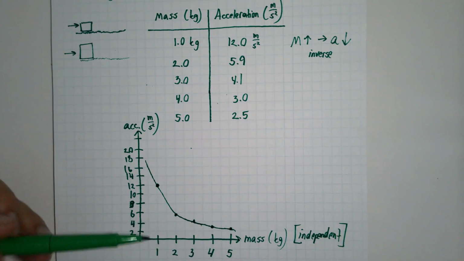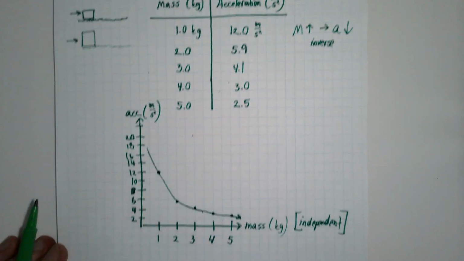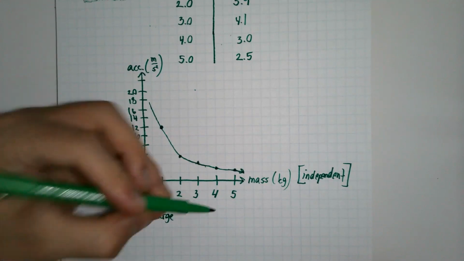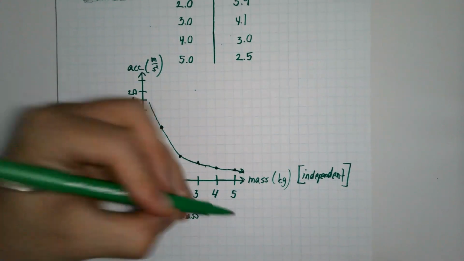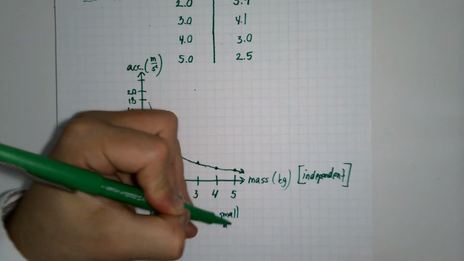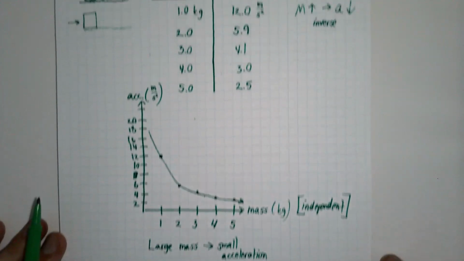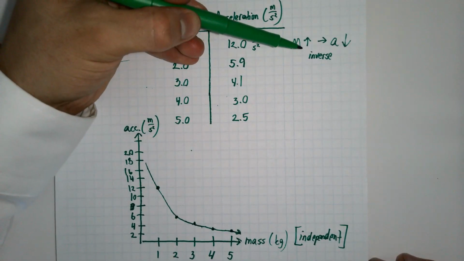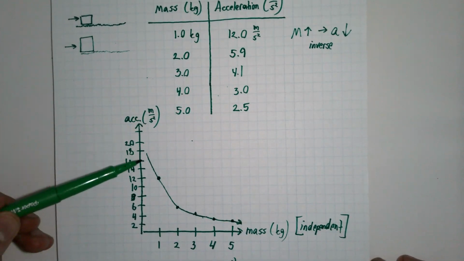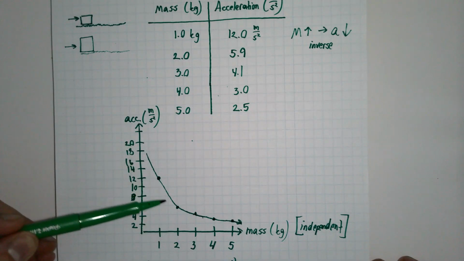So say if my mass is really, really large. If I have a large mass, then that tells me I'm going to have a very small acceleration. Small acceleration. Now that we have this data table confirming our suspicion about an inverse relationship, we see the visual inverse relationship, right? As mass gets larger, acceleration gets smaller.